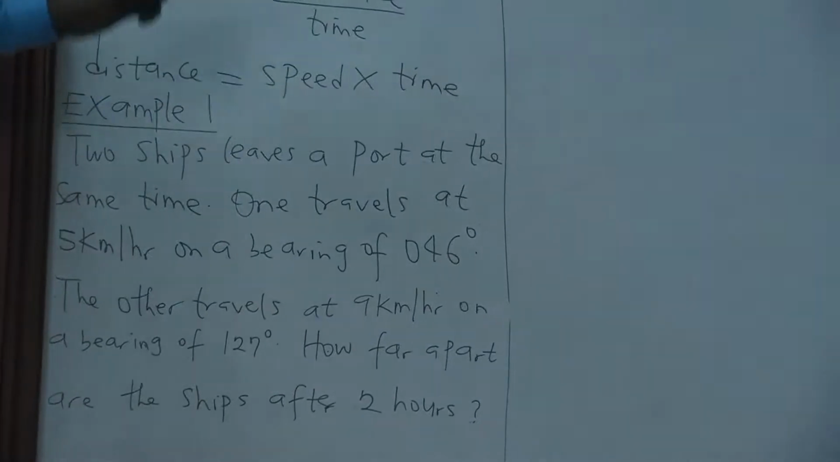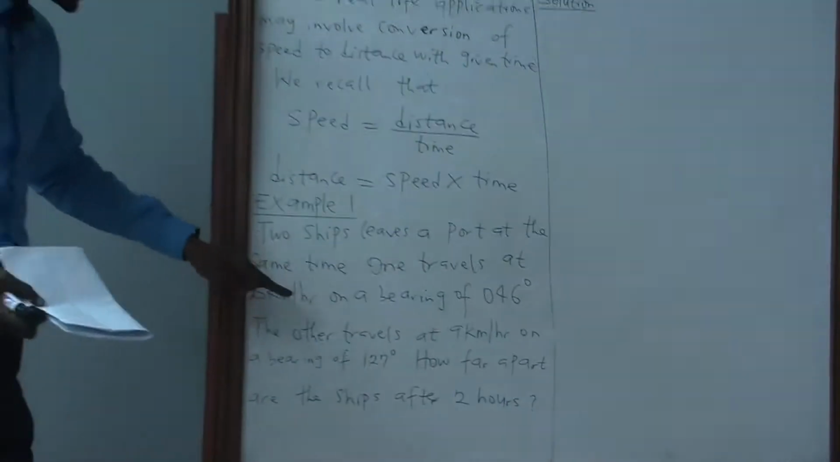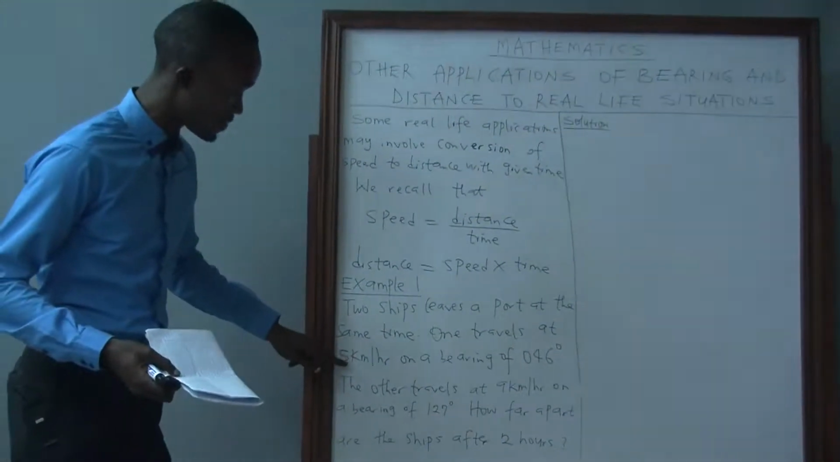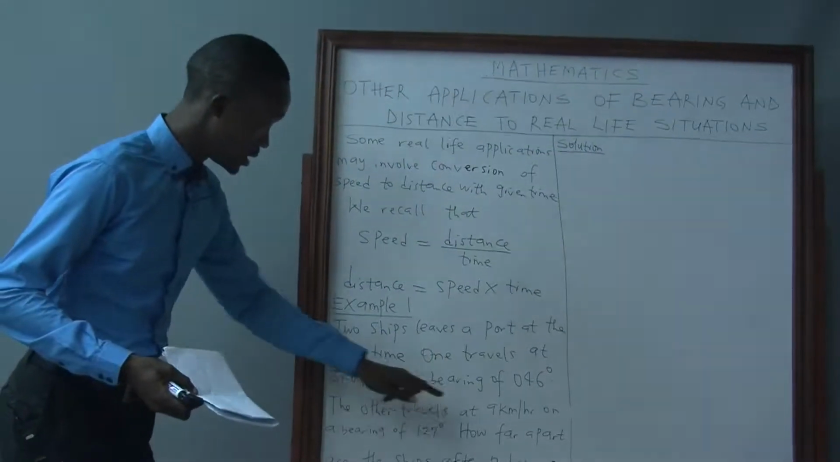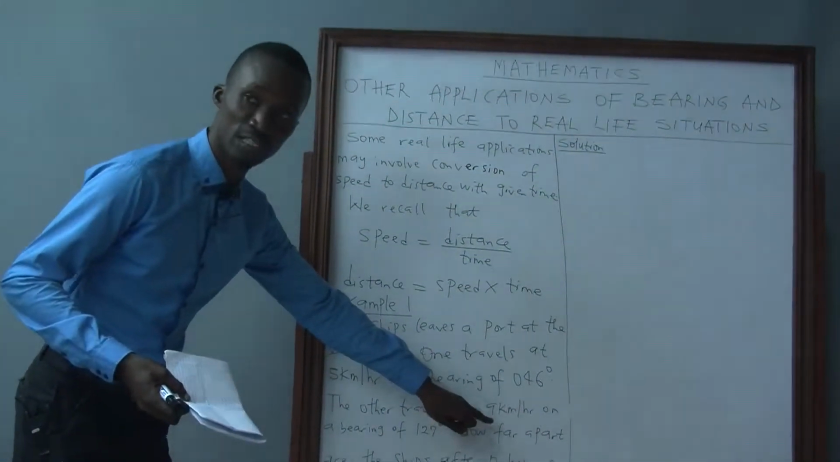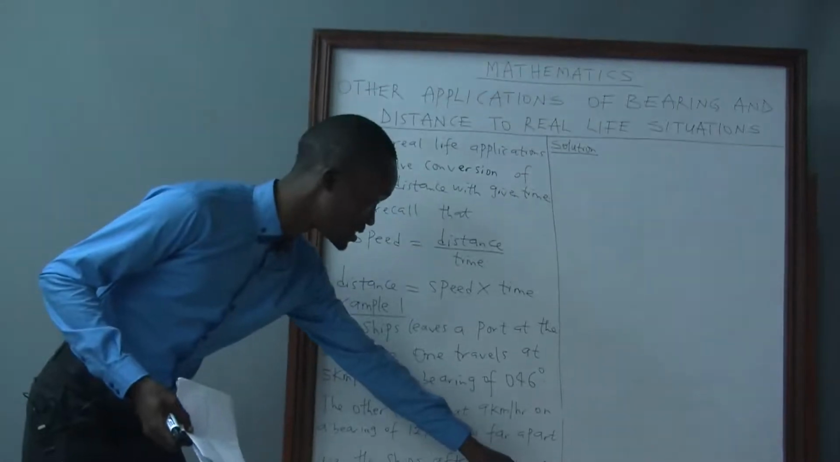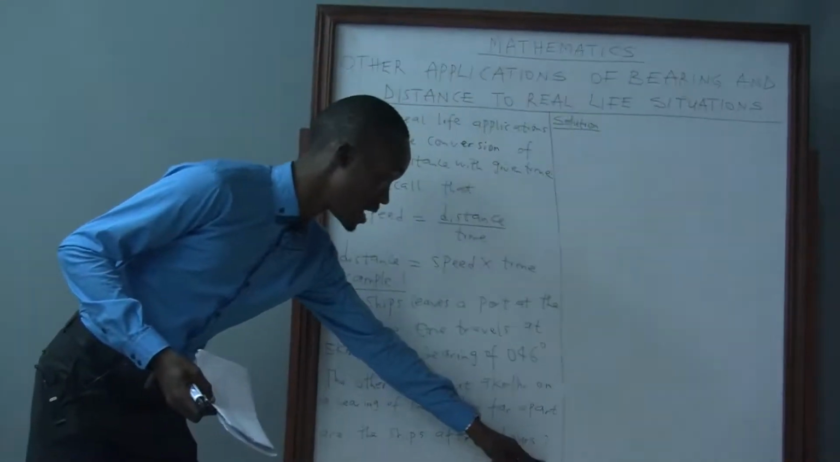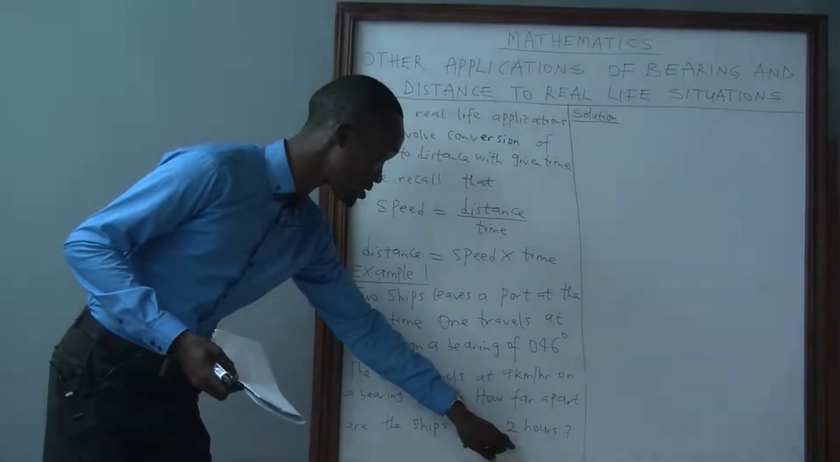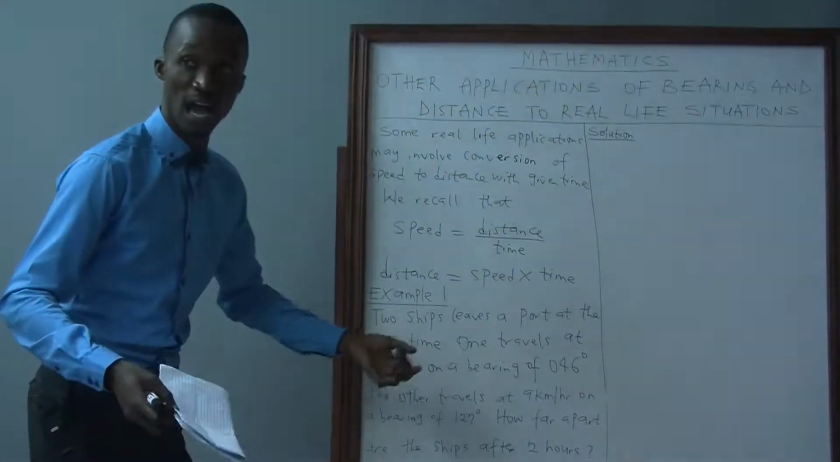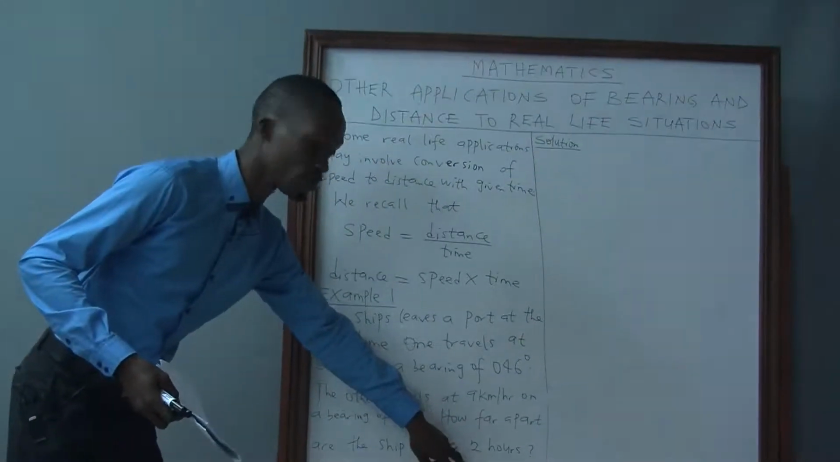If you look at the information we have in this question, we are given the speed of the first ship to be 5 km per hour. The speed of the second ship is 9 km per hour, and this is the time. The journey took them 2 hours. And they're asking us now for the distance between the two ships after traveling for 2 hours.